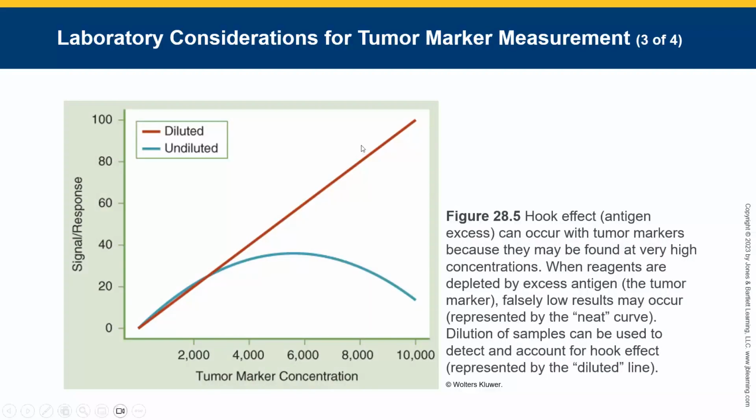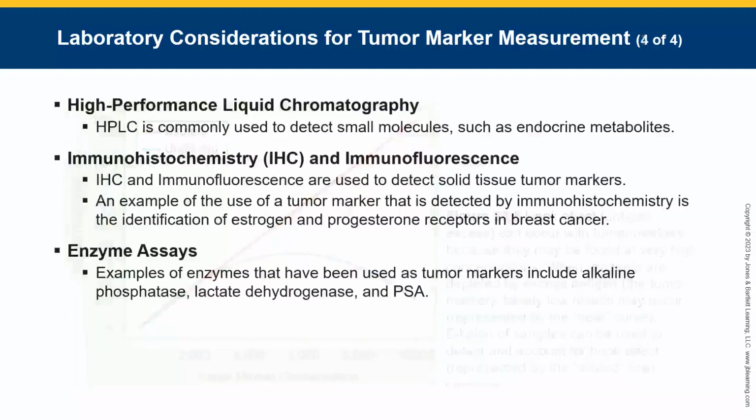And this is the hook effect. Up to a certain point, it's a good diagnosis. And then all of a sudden you have this drop off because you have too much of the tumor marker, and the antibody to tumor marker ratio isn't great.